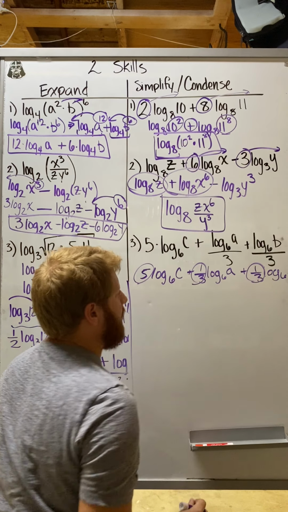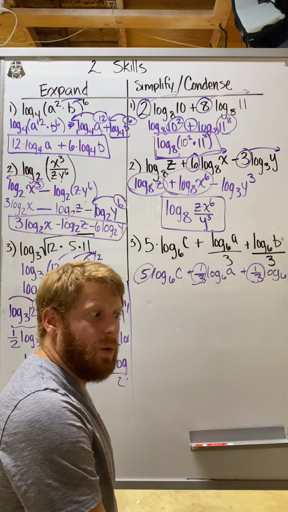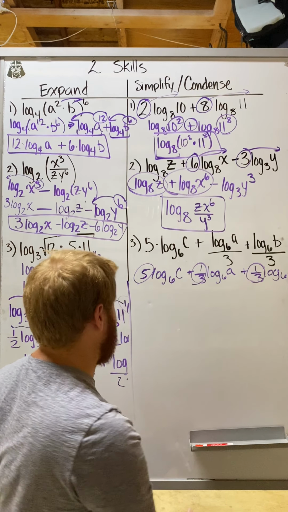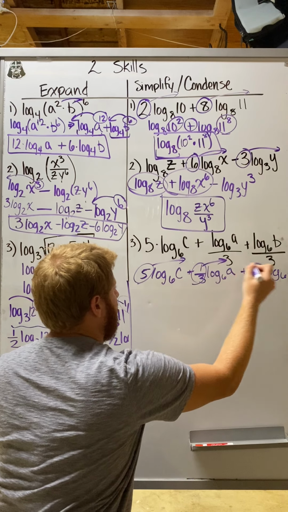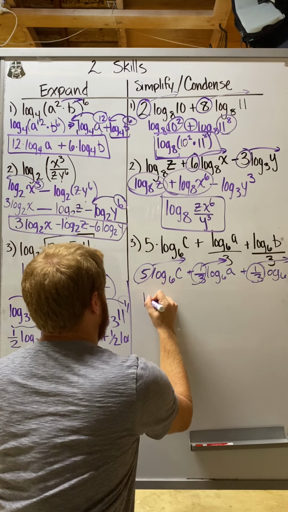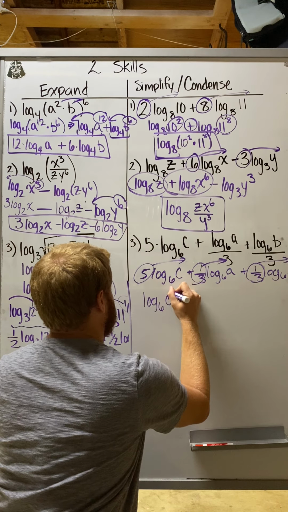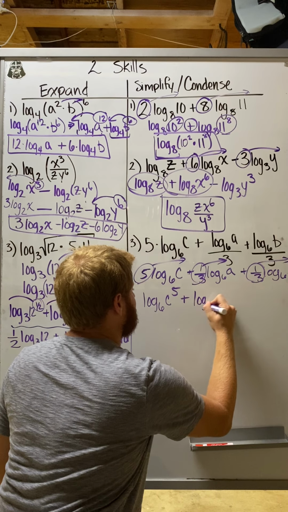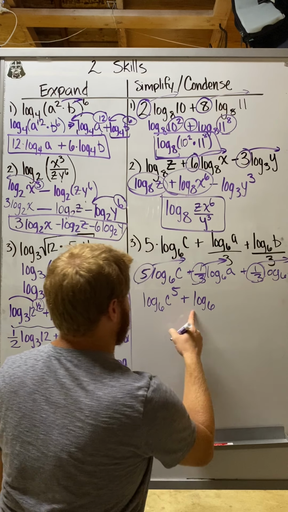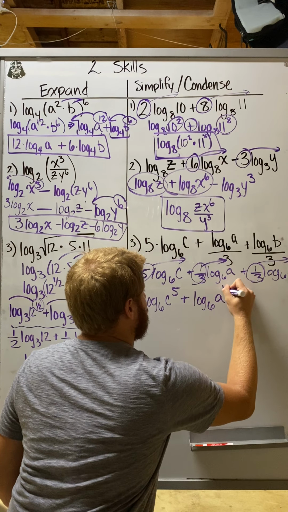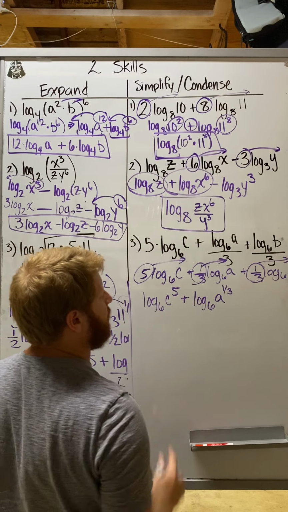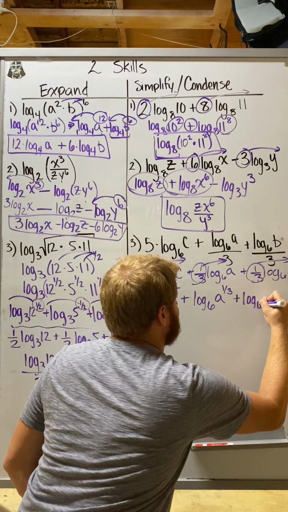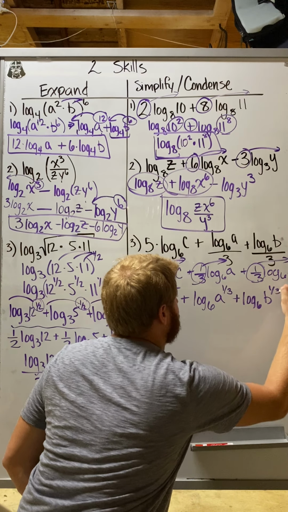Do I have numbers in front of my logs? Yes, I do. Where should they go? Back up into the top of the argument in its exponent, where they would have come from if we were expanding. So here we go. Log base 6 c of 5 plus log base 6. Notice there's no more numbers in front of these logs anymore. Of a to the 1/3 power, because that's what was in front of this log. Plus again, a log base 6 of b also to the 1/3 power.